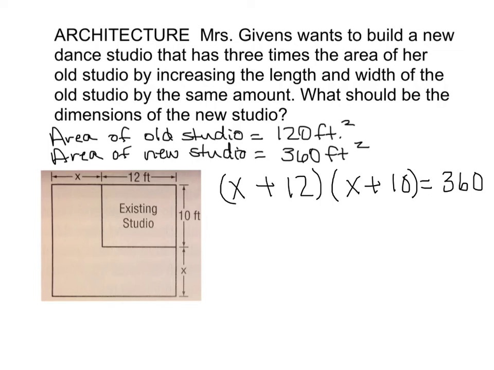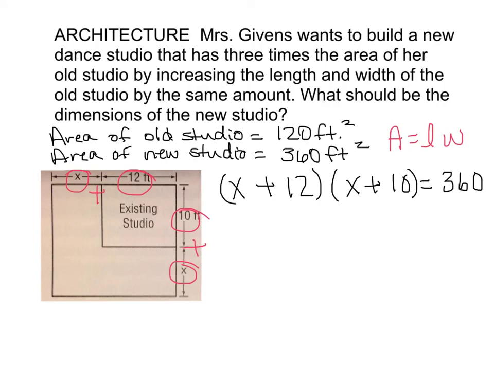Okay, now look at what I did. We've got the existing studio plus what's going to be added on, set up into binomial terms that we're going to multiply together. Why do we multiply those? Area equals length times width. That's why we multiply those. And if we knew what X is going to be, then we could figure out the amount of each.